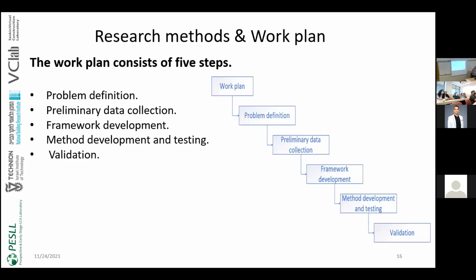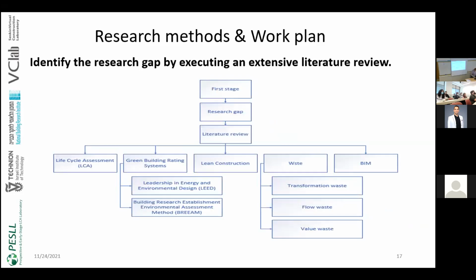So, research method and work plan. The work plan consists of 5 main steps. The first one is problem definition, then preliminary data collection, framework development, method development and testing, and the validating step. The first one is the problem definition. So I identified the research gap by conducting an extensive literature review.